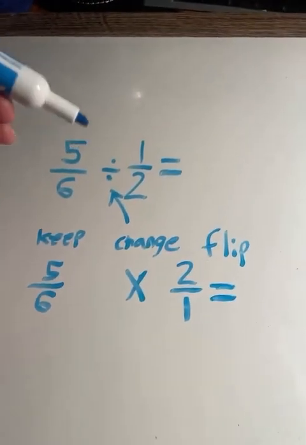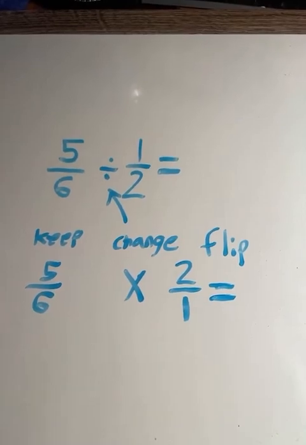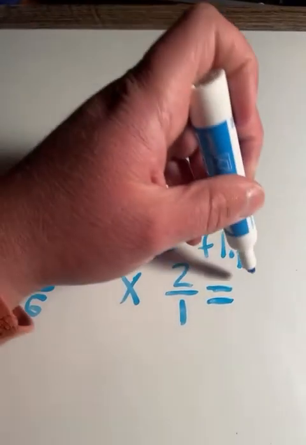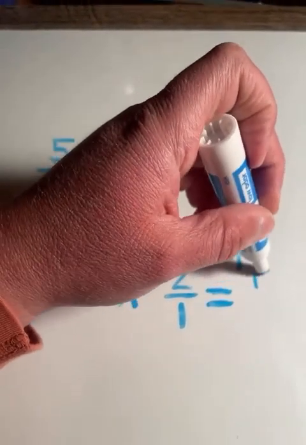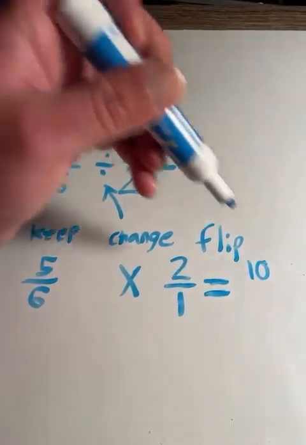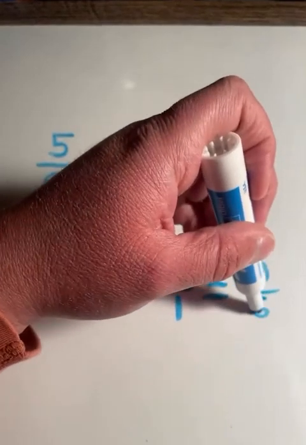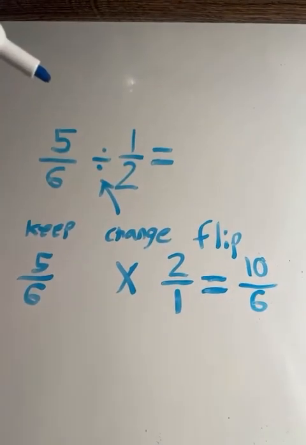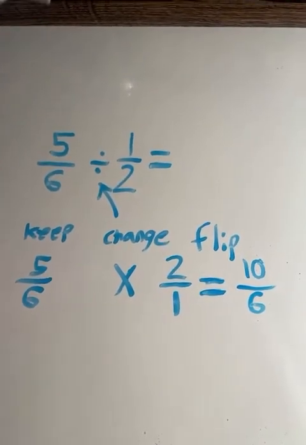And now from here, it's basically a multiplying fractions problem. We multiply 5 times 2. 5 times 2 equals 10. 6 times 1 equals 6. And our answer is 10/6.